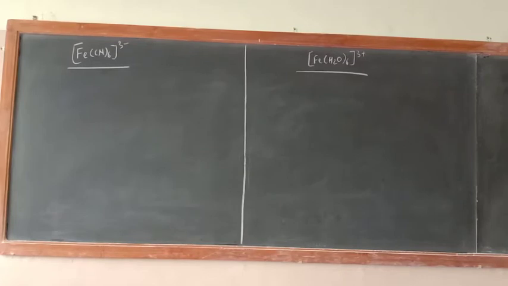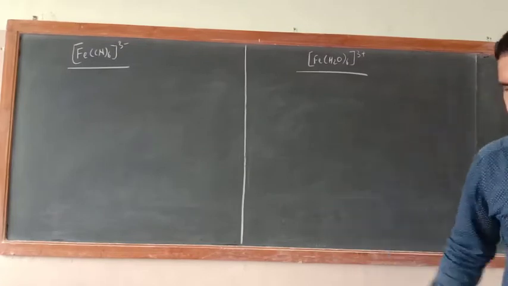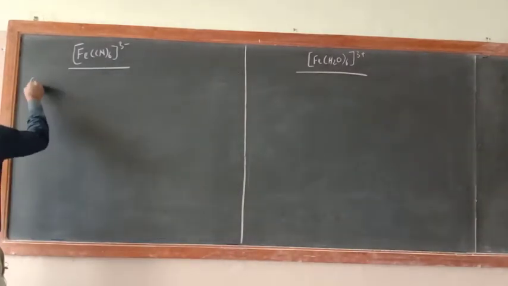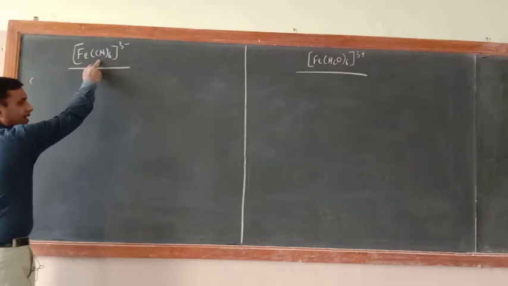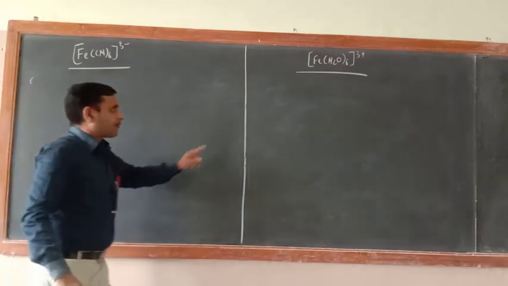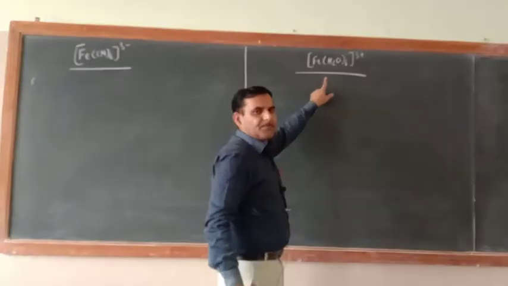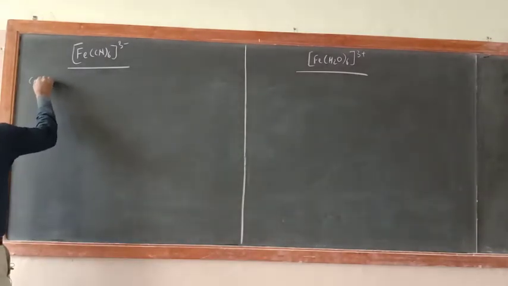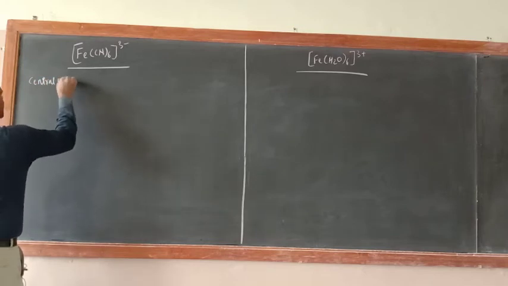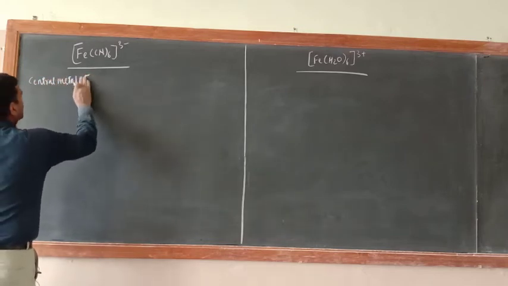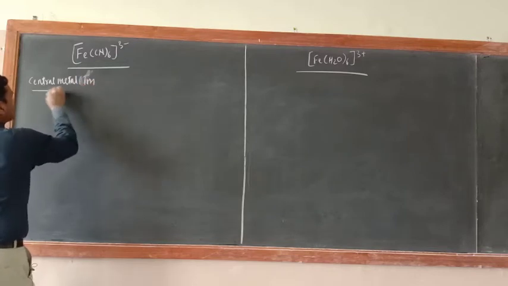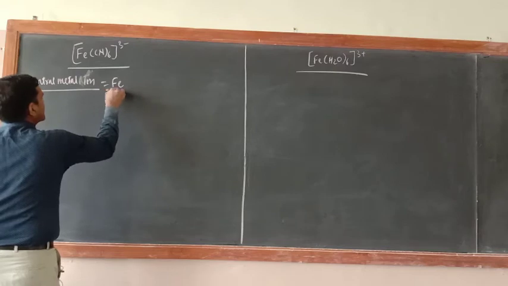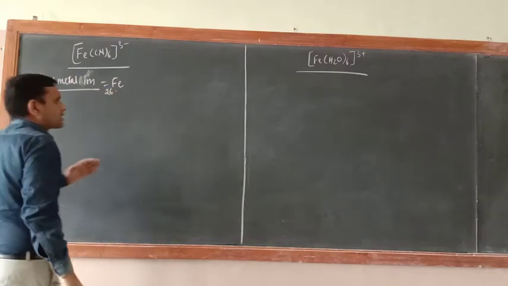Dear cadets, in the same way we can compare these two coordination compounds also. Just see here. Here CN is the ligand, that is a strong field ligand. What about H2O, aqua? That is a weak field ligand. Okay, same way you should write. Now here the central metal atom is actually an ion. Which is the ion here? Iron, Fe. Iron is 26. Correct or not?